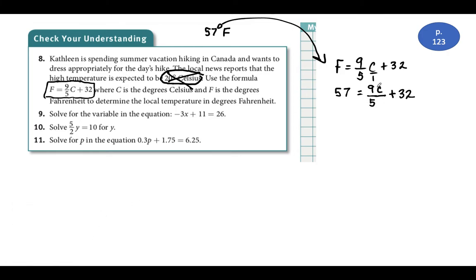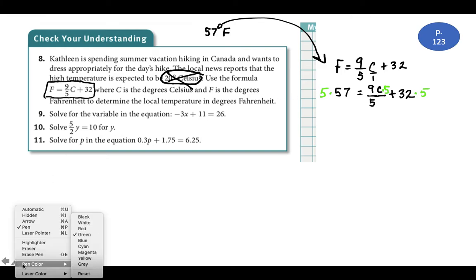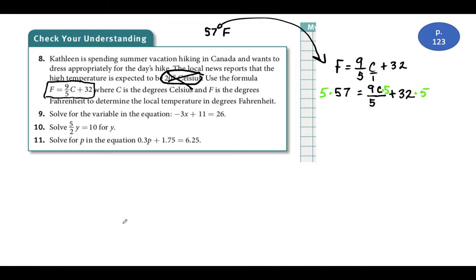If I don't want a 5 in the denominator, I will multiply a 5 in the numerator to cancel it out. But if I multiply this term by 5, I have to multiply every term by 5. All right. 57 times 5 is 285. This 5 cancels this 5, and I get 9c, and 32 times 5 is 160. And there you go. A problem with fractions turns into a problem without any fractions.